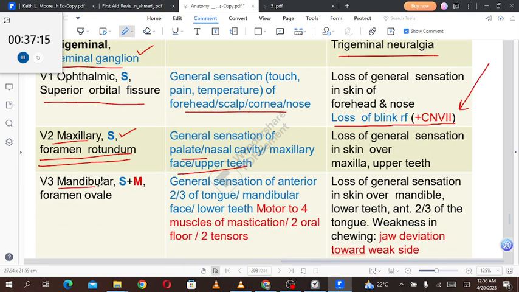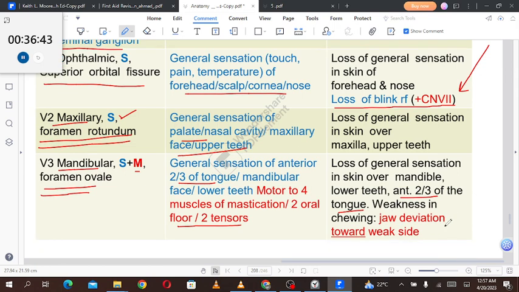V3, the mandibular nerve, is sensory as well as motor, and it passes through the foramen ovale, while V2 was passing through the foramen rotundum. Its function is general sensation of the anterior 2/3 of the tongue, mandible, face and lower teeth, and motor to the 4 muscles of mastication, the mylohyoid and the 2 tensors. A lesion causes loss of general sensation in the skin over the mandible, lower teeth and anterior 2/3 of the tongue, and weakness in chewing. There will be jaw deviation if the mandibular nerve is damaged: the jaw will deviate ipsilaterally, towards the weak side.